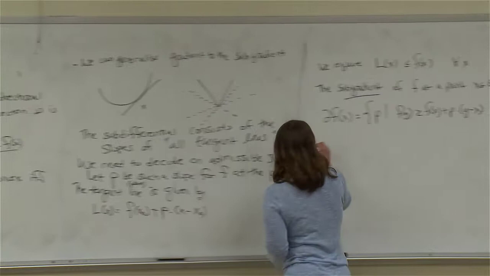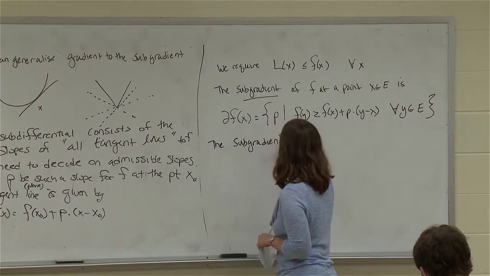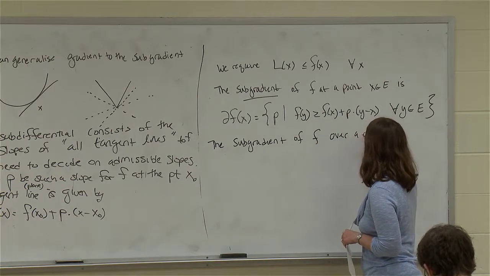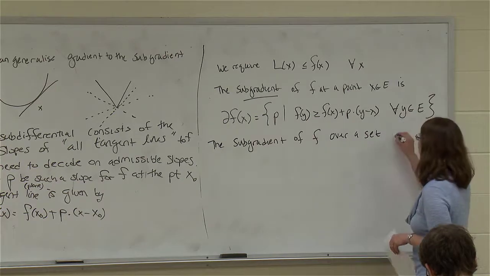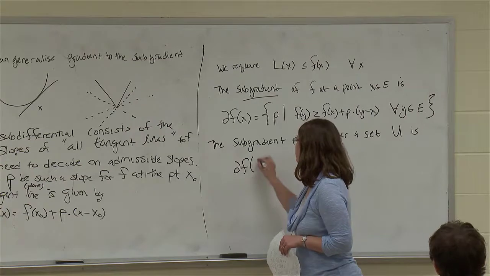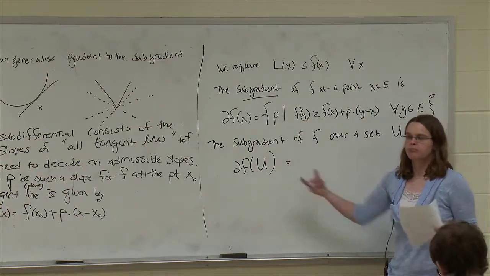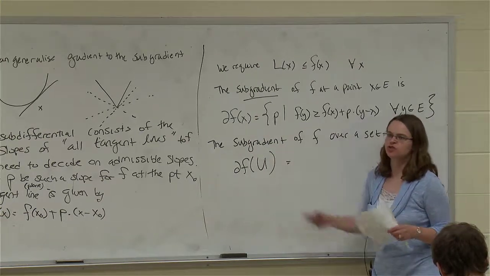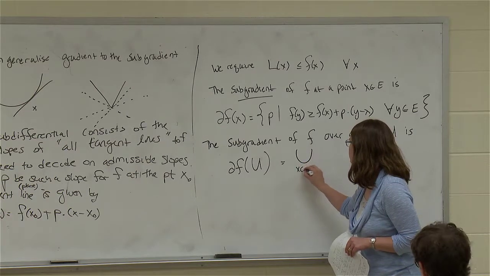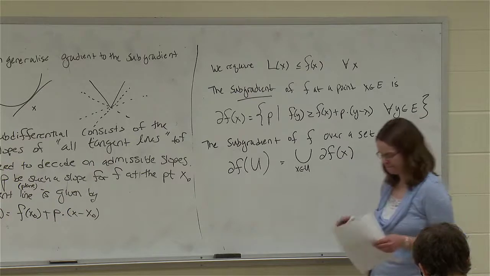And we can also look at the subgradient over a set. Sometimes we'll need this. Okay, over a set, say U, we'll write it as the subgradient of U, and this is just, okay, each one of these is a set, now this is just a union of all the sets. So this is going to be the union for all x in U of the subgradient of f at each of these x's.